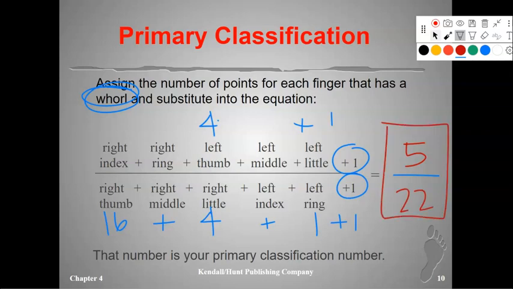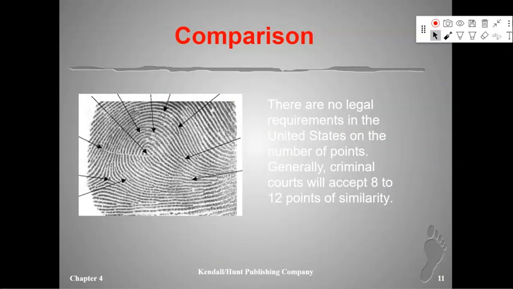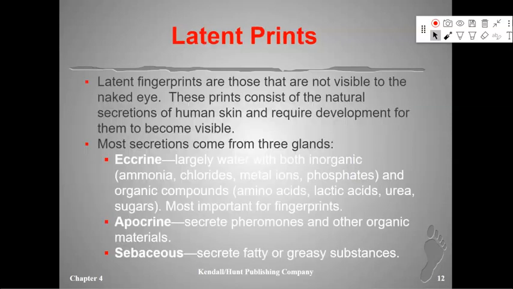It just helps us look at a smaller group of people when trying to identify and not looking at every single print or set of prints. All right, there is no legal requirement in the US for the minimum number of points, meaning you could technically identify a match with just 1 point. However, most courts prefer obviously more, like 8 to 12. Some other countries have a set number for a standard.